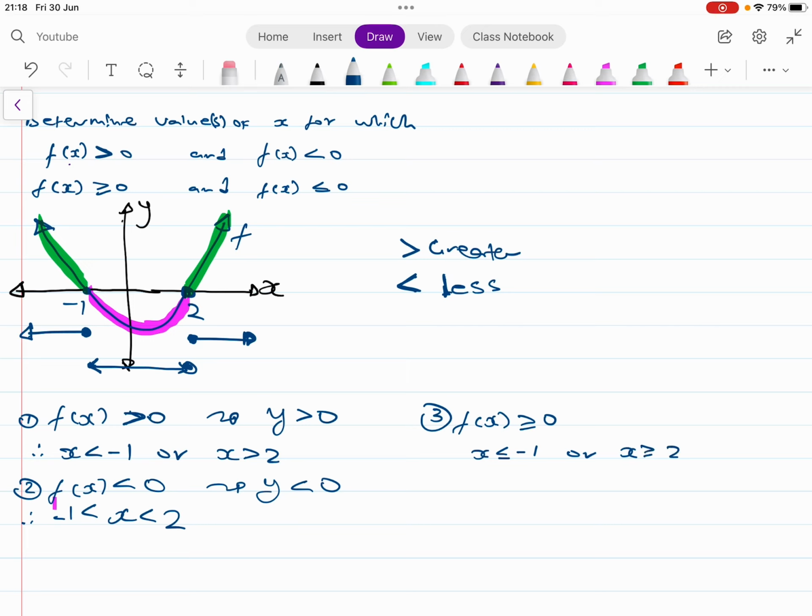And then number 4, if you are looking for the values of x for which f of x is less or equals to 0, you just need to include the intercepts from -1 to +2. You can see that it starts being 0, goes below, then it's still 0 at 2. So that's just how you answer these kinds of questions.